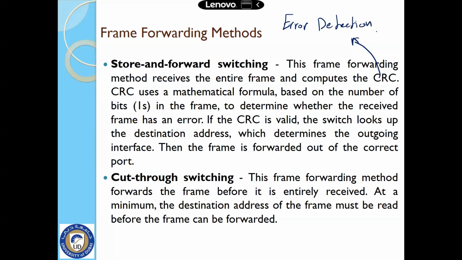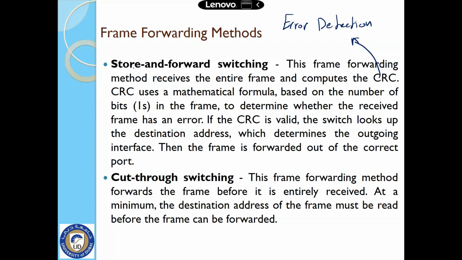Only. So if the CRC is valid, if there are no errors, then the switch will look up the destination and forward the message there. So in order to do that, there will be something called storing. To do the CRC, the whole message must be stored in the switch. Do the CRC, then, in case there are no errors, forward the message to the destination.